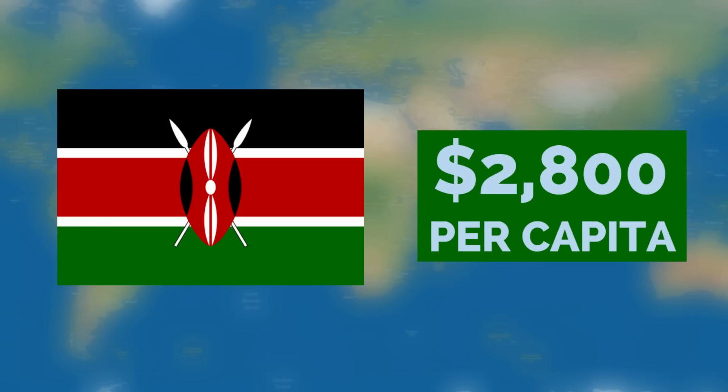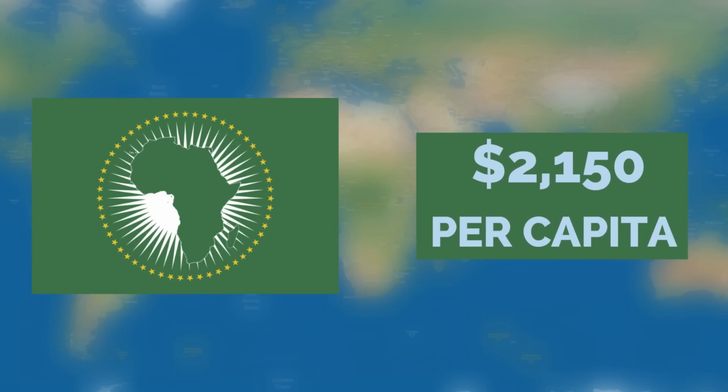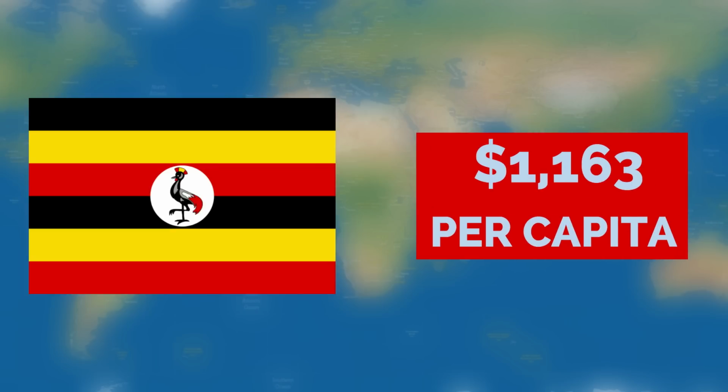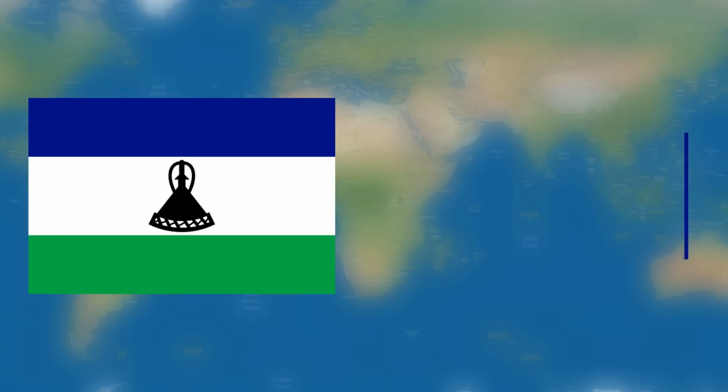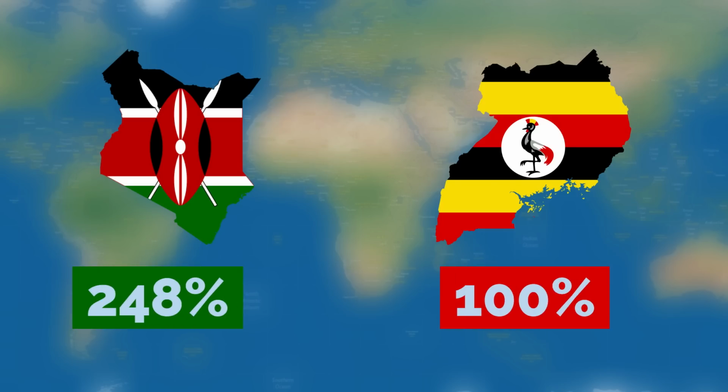Kenya's $2,800 GDP per capita is comparable to places like the Congo, Sao Tome and Principe, Ivory Coast, and Africa as a whole. Uganda's decently lower GDP per capita of $1,163 is comparable to places like Togo, Guinea-Bissau, Rwanda, and Lesotho. Overall, Kenya's GDP per capita is about 148% higher than Uganda's GDP per capita.